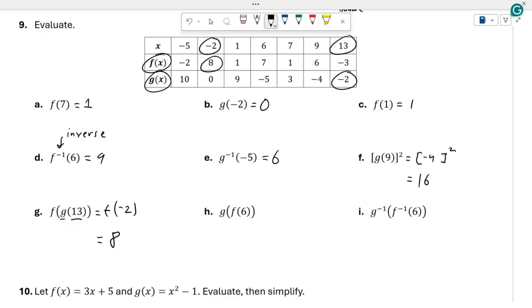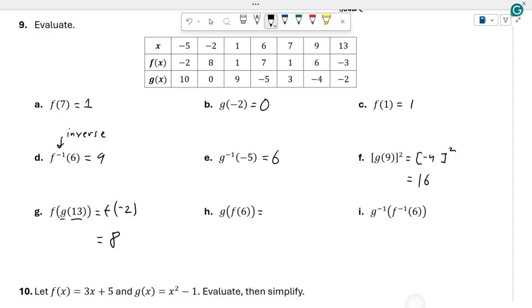9h, very similar to g. Let me erase all the previous circles. So with 9h, it's the same idea, except g and f have been flipped. But still, what's happening with h is we are taking 6 and plugging it into f. We're going to get something, that's an output of f. We take that output and treat it as our new input, like our new x almost. Then we take that former output, but now input, and plug it into g, and then we evaluate it at g, and that's our answer.